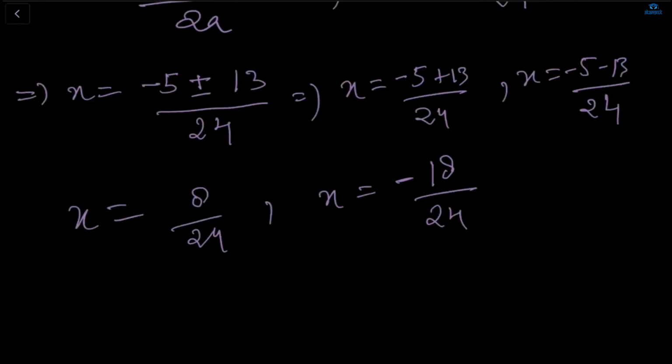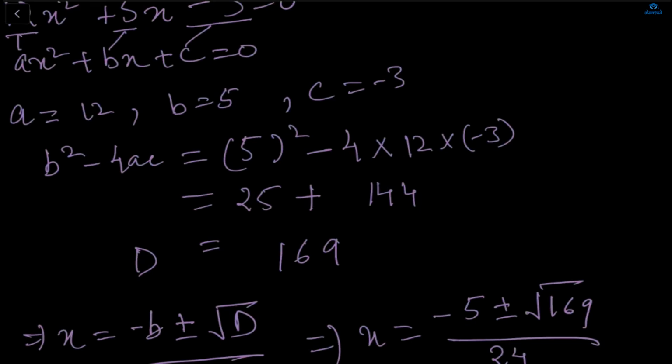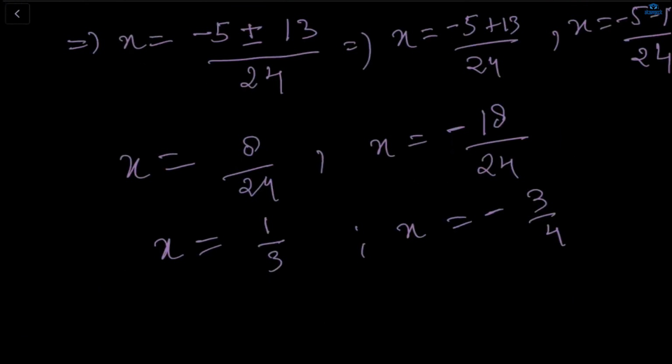Now you can solve it further because you can cancel it. 8 ones are 8, 8 threes are 24, and here you will get x is equal to minus 3 by 4. So you have got the two roots here, 1 by 3 and minus 3 by 4. Now if you see here, the value of d was greater than 0. The value of d is greater than 0 in this case. Now let's see another case also.